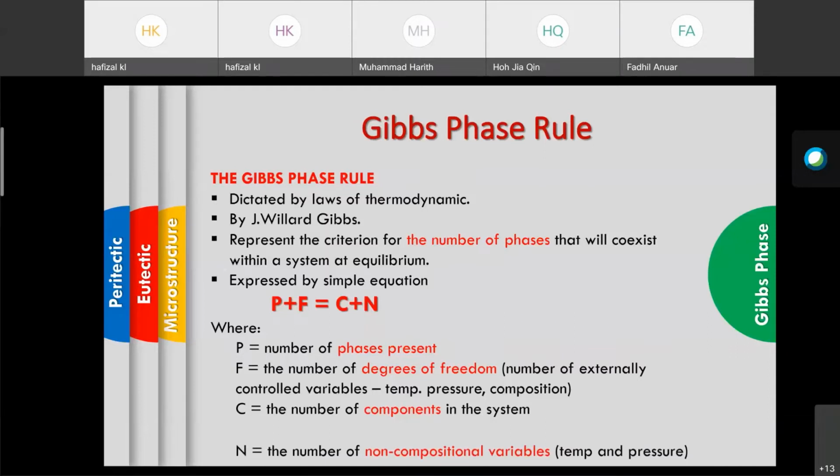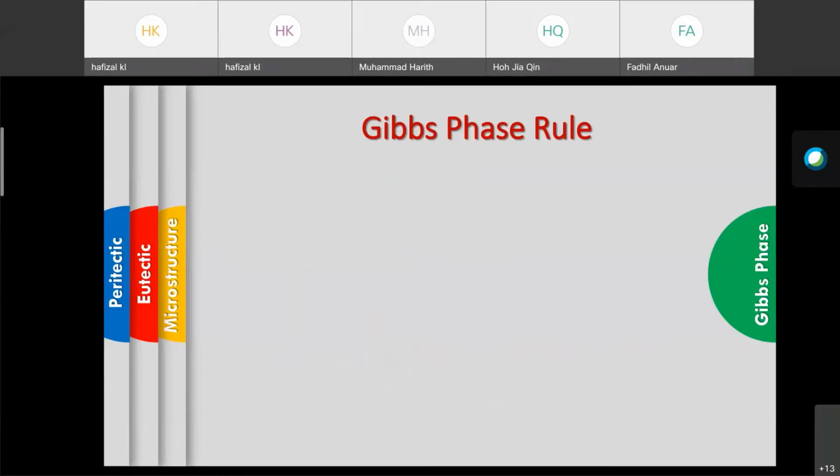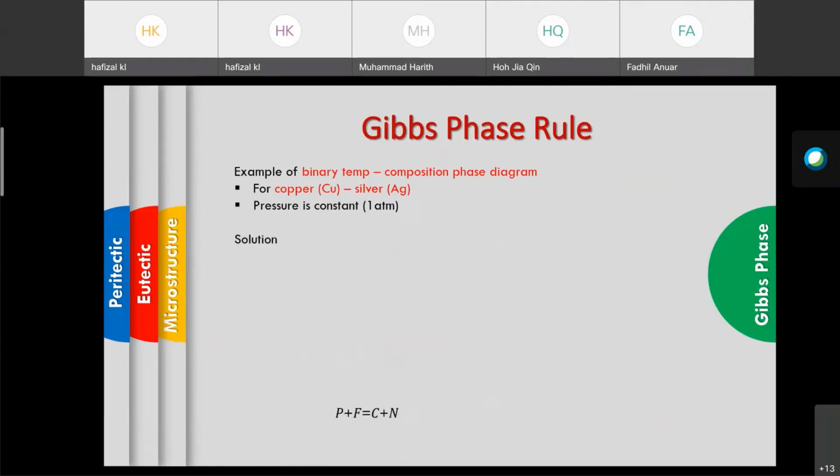Okay. And then we have N, the non-compositional variable. That one is basically related to the temperature and pressure. So, for example, we have the binary temperature-composition phase diagram. For example, we have the copper and silver phase diagram. From there we can see what will happen to the Gibbs phase rule in terms of P, F, C, N.